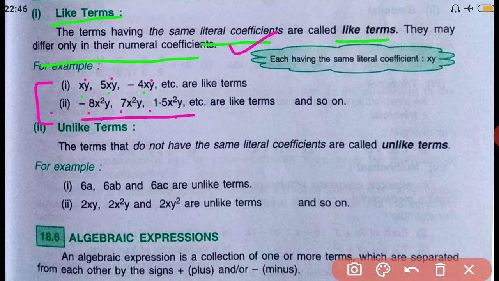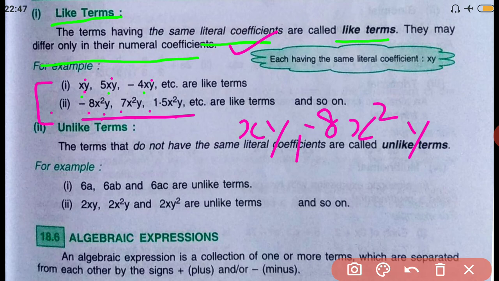Now you can ask me a question. In both of these two examples, this has xy and this also has xy. So can they be like terms? Are xy and minus 8x square y like terms? No, they are not like terms. Although they have x and y together, this one has a power on the x, which means x into x. So then it will not match. It needs to have xy.